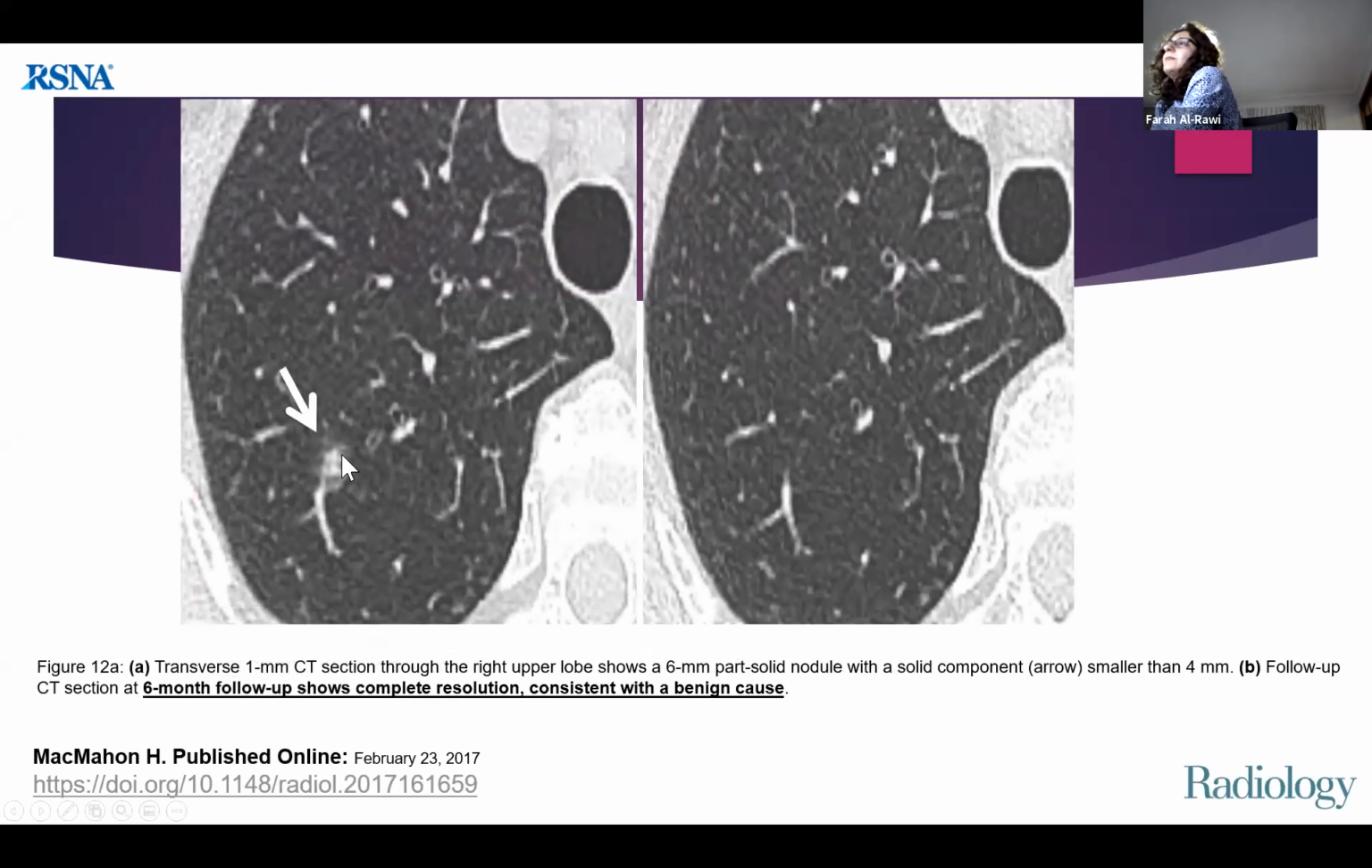This is just another example of something that looks suspicious, but then it resolves. So that's why we do the first CT. The 3 to 6 month CT is basically to see if it's just infection, because infection can sometimes look a bit funny.